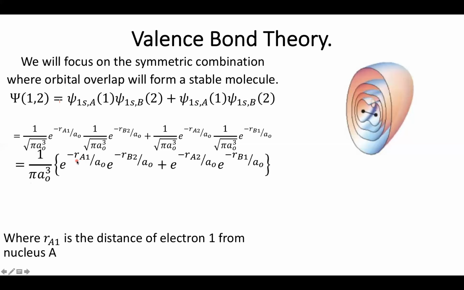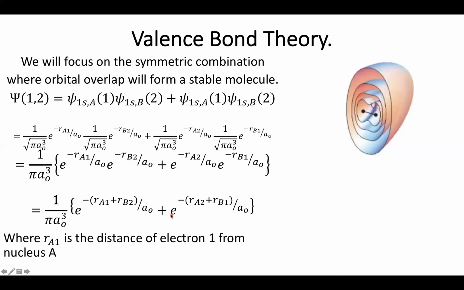Now, it would be rather nice if I could go ahead and combine these two functions. So we can use our exponential rules and collapse this down a little bit more. And when I do this, what I have is the exponential of the distance of electron 1 away from atom A plus the distance of electron 2 away from atom B. So this function is going to have the greatest probability when electron 1 is right on atom A and electron 2 is right on atom B.